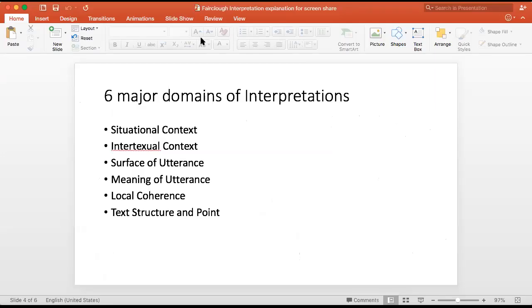Here. Now, before we move to surface utterances, we are still here in the intertextual context. Now, he named three things here in intertextual context. One is frame, script, and schemata.